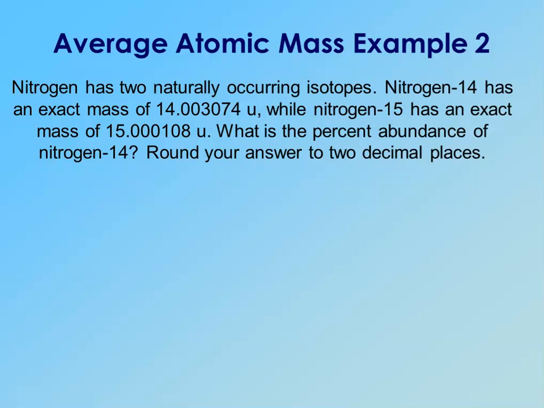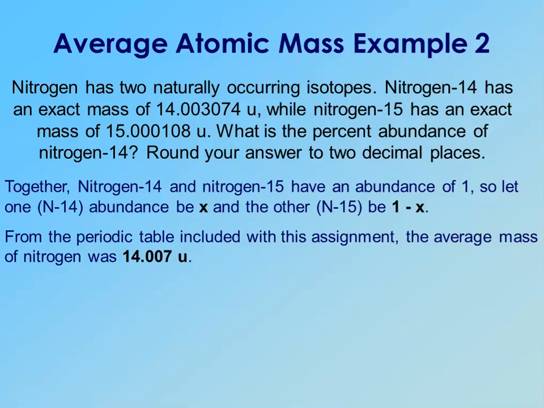To find the percent abundance, rather than solving for Y, we're solving for X. So we're going to need to know how we can solve for those abundances in terms of X. Nitrogen 14 and nitrogen 15 together have a percent abundance of 100. So if we were going to go back to fractions, they would have an abundance of 100 divided by 100. So if I let one of them be, like let's say, 30%, the other one would need to be 1 minus that, 70%. So we can set them in terms of one another and only have one variable in our equation.